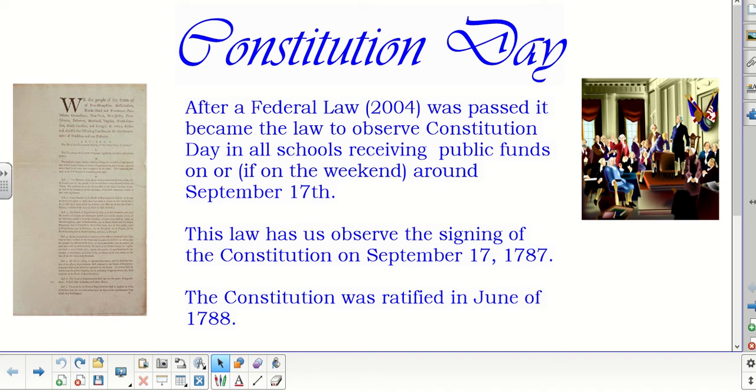Now listen, nobody loves the Constitution more than me. As a matter of fact, you may have heard the rumor, and it is completely true, that I have the entire body of the Constitution tattooed on my back. Obviously, I love the Constitution.